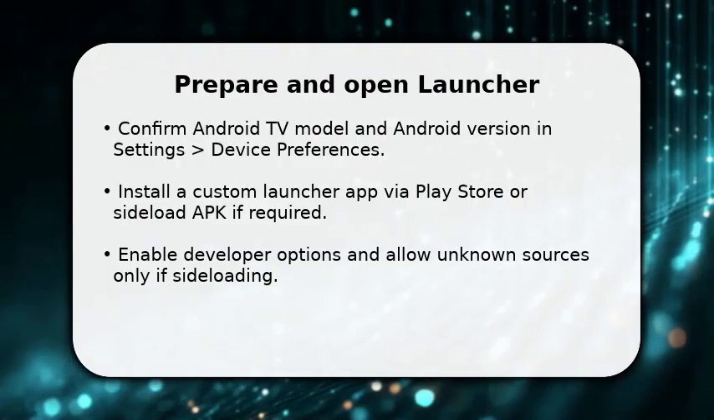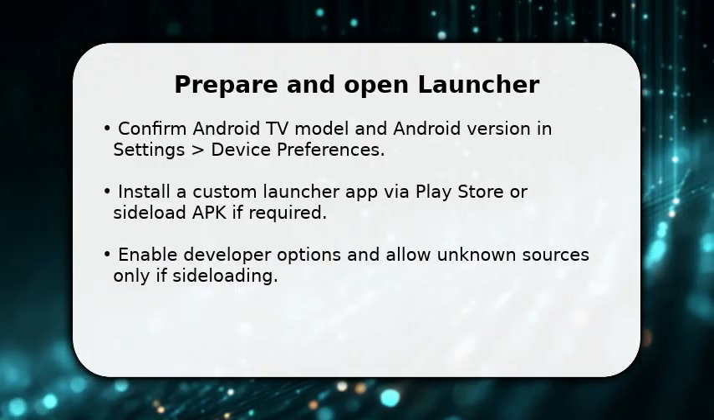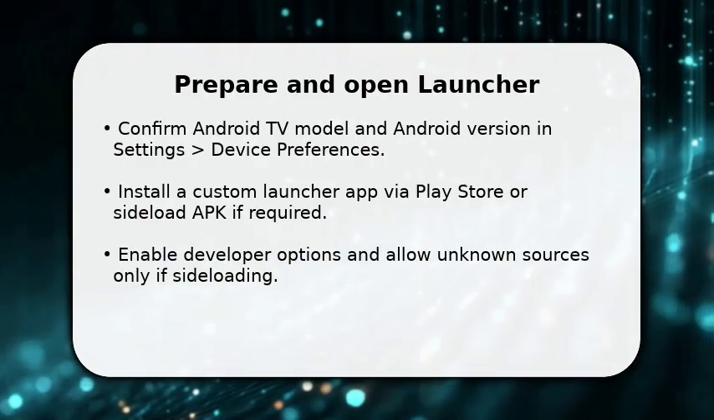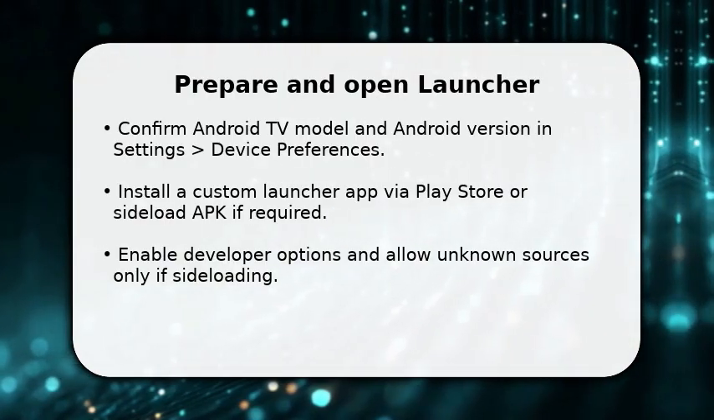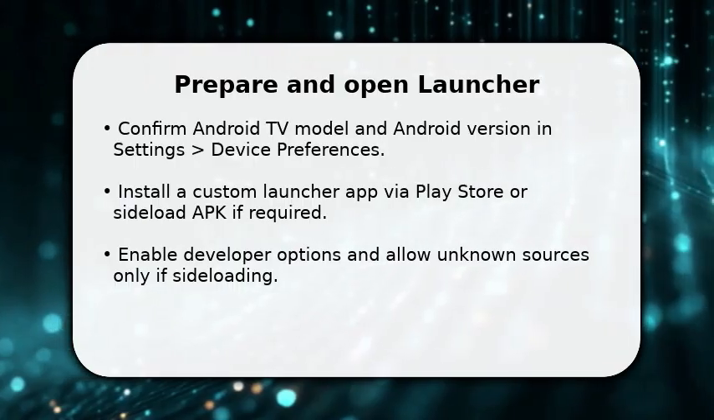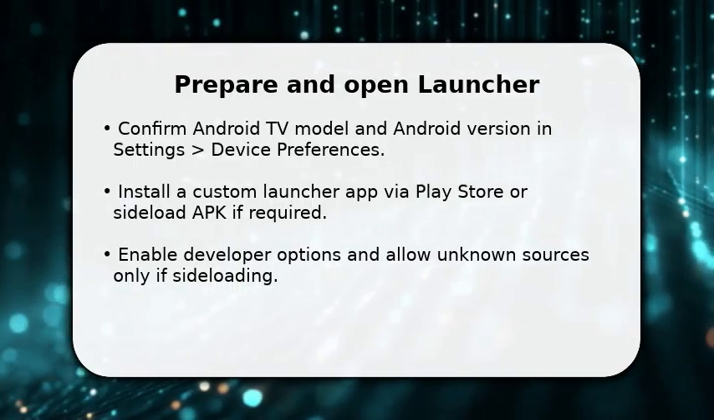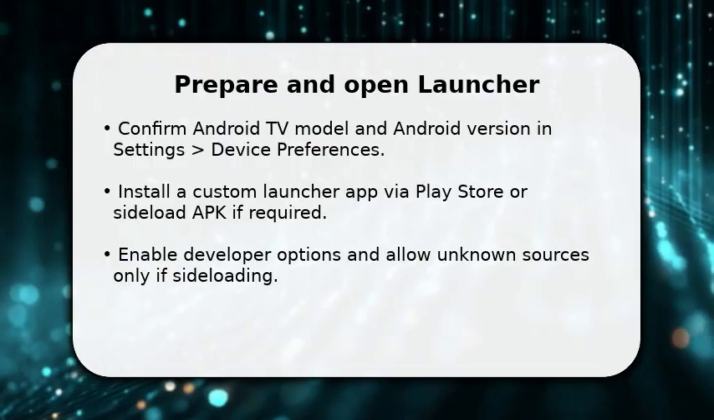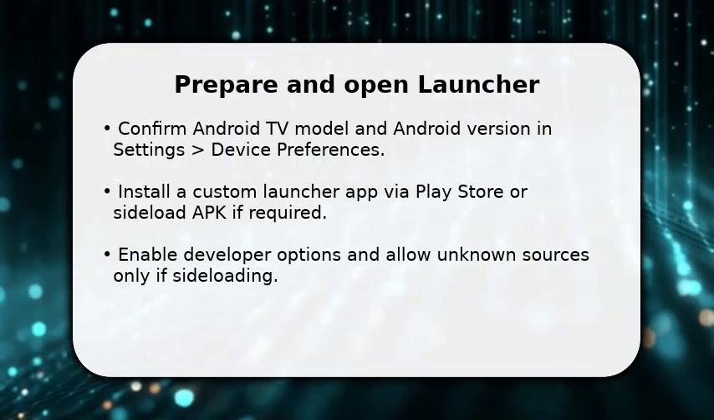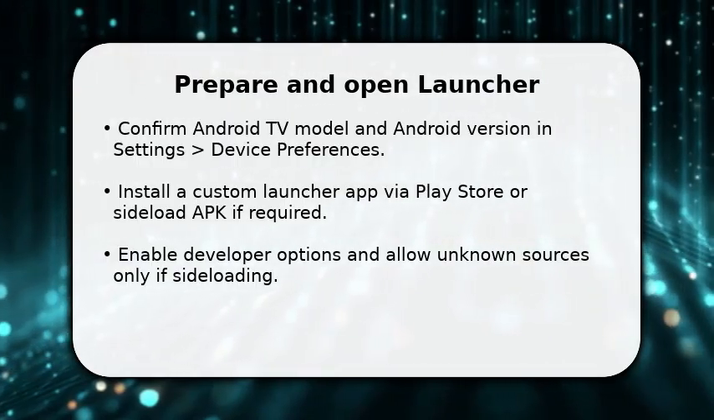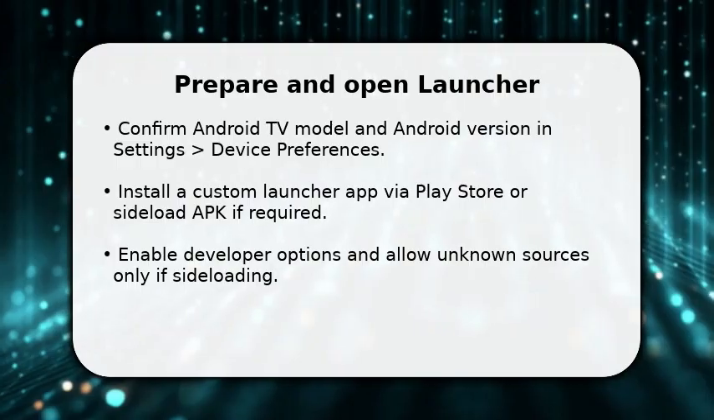You start by confirming the TV model and Android version so you know which launcher will work. Next, open the Play Store and search for a trusted TV launcher. Install it. If you sideload, enable developer options and allow unknown sources. Do this only briefly. Once done, avoid unnecessary apps that hijack the home.